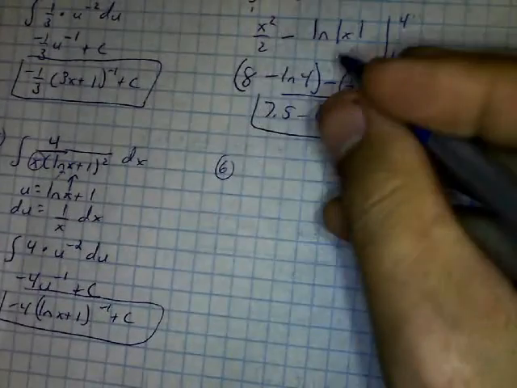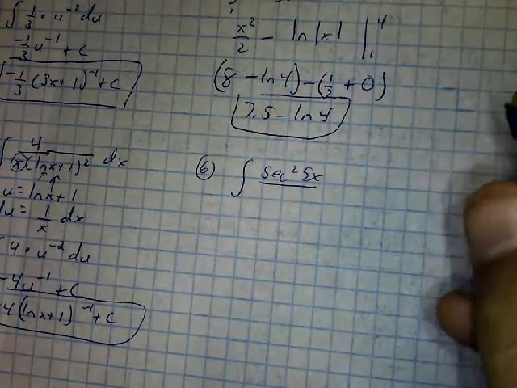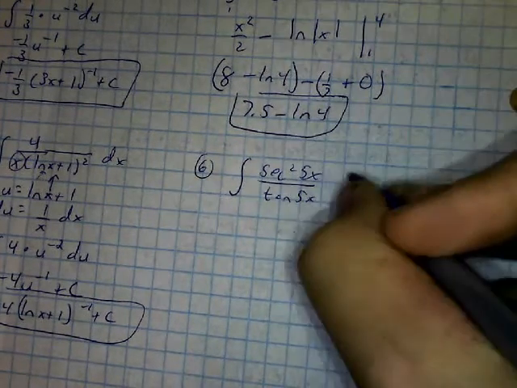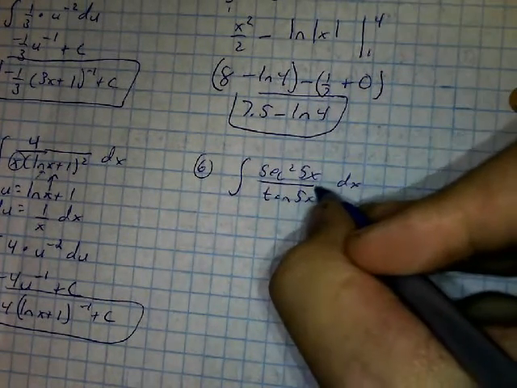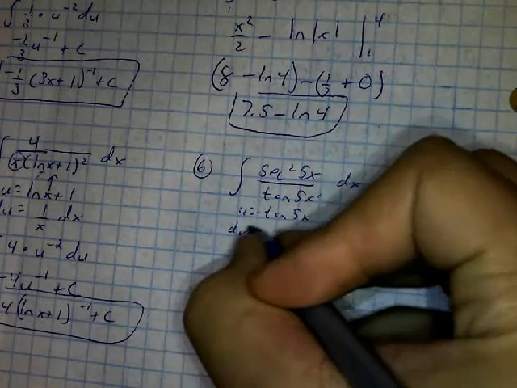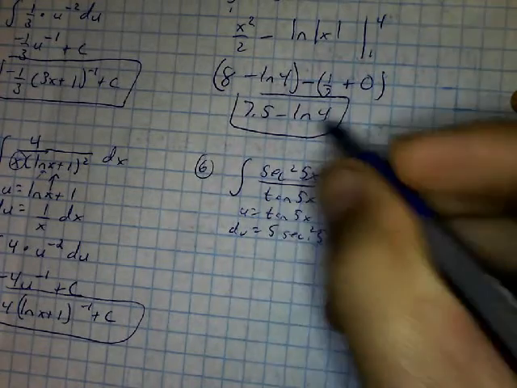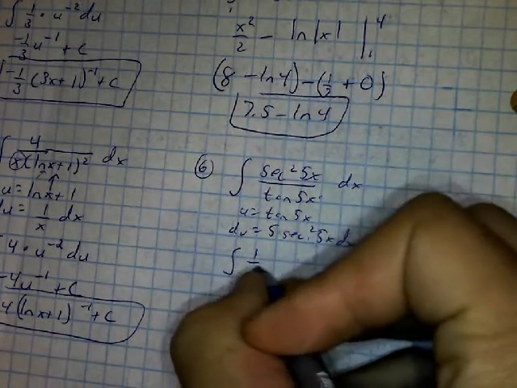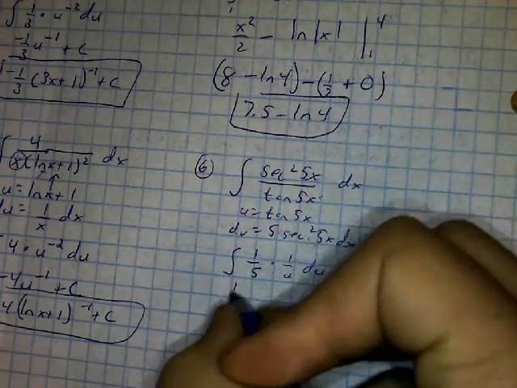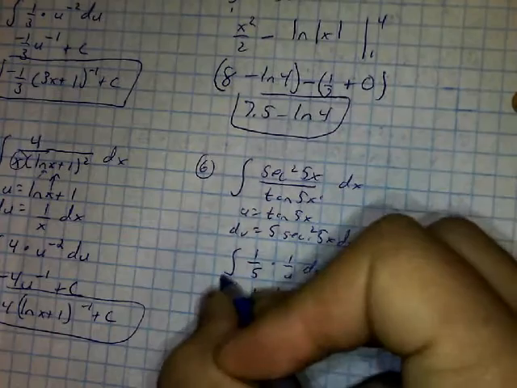Let's try two more. The integral of secant squared 5x over tangent 5x. Again, this is the inside down here, it's this to the negative 1. So u equals tangent. So the derivative equals 5 secant squared 5x. Again, notice the secant squares cancel. You get the integral of 1/5 times 1 over u du, or 1/5 natural log of tangent 5x plus c.